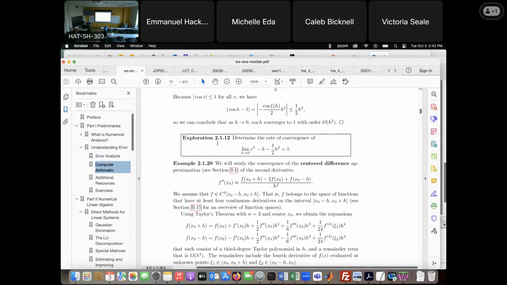It was this homework problem that I believe you did. Here, it's also a rate of convergence problem. In this case, the limit is 1, so you move 1 to the other side, and you replace e to the h with its Taylor expansion, and then simplify as much as you can, and then you get to the rate of convergence.